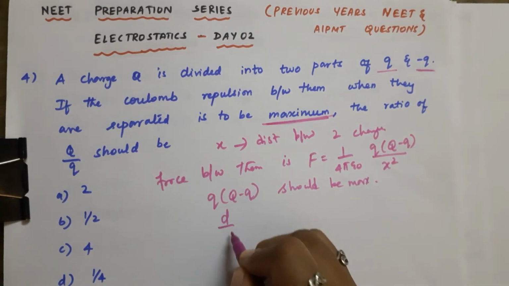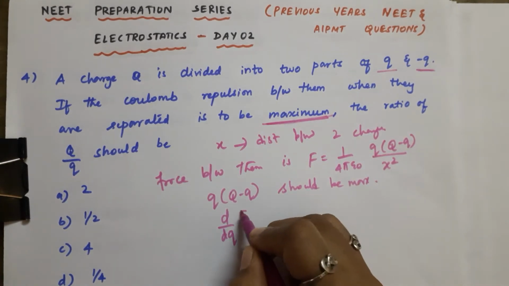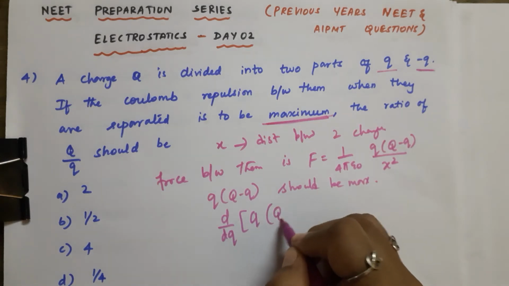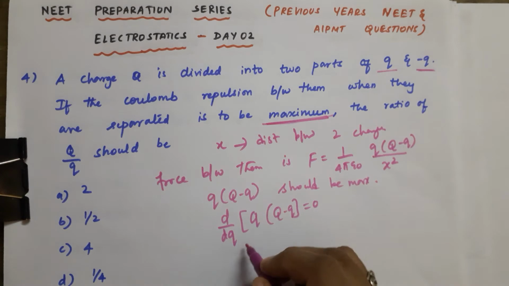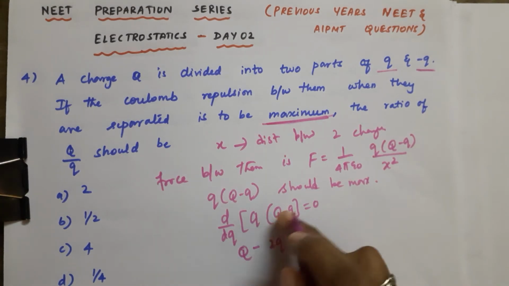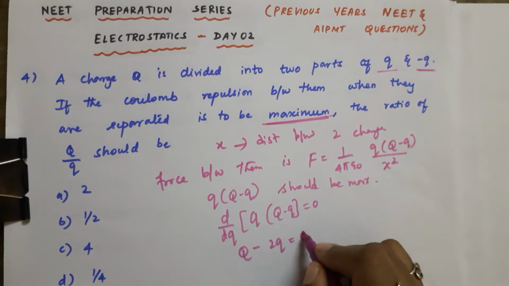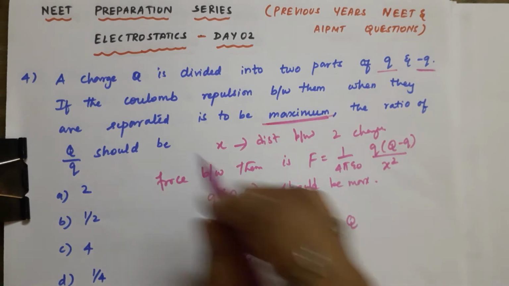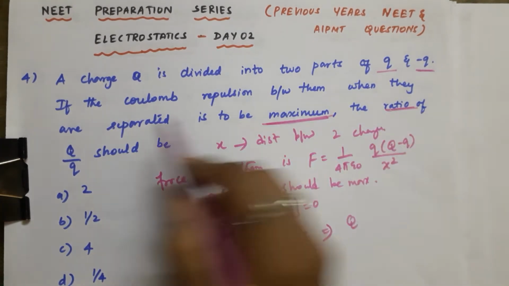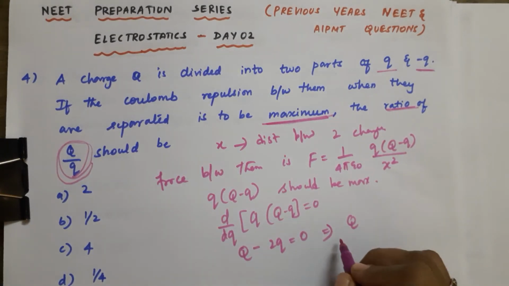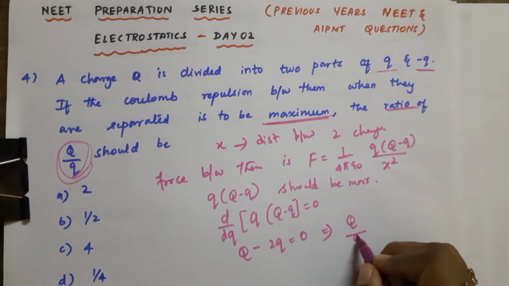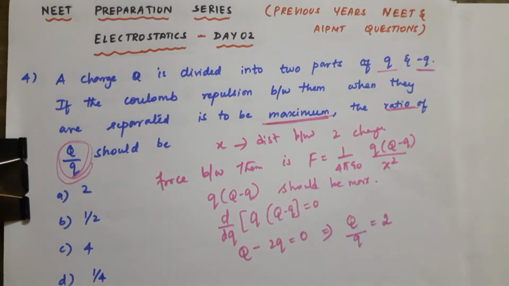Then what about d by dq? d by dq can be taken as q into Q minus q, which is everything equal to 0. That means capital Q minus 2q is equal to 0. They are asking in the question the ratio of capital Q by small q should be. So capital Q by small q is equal to 2.